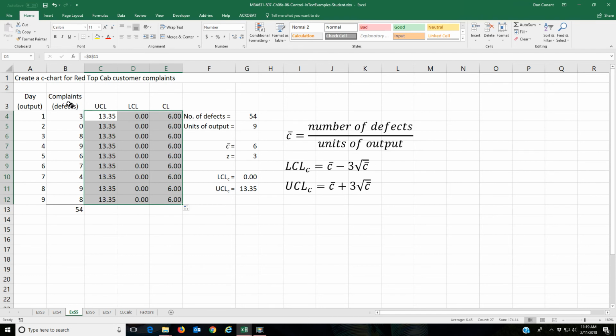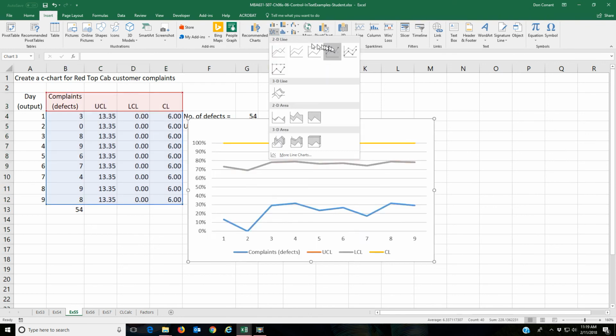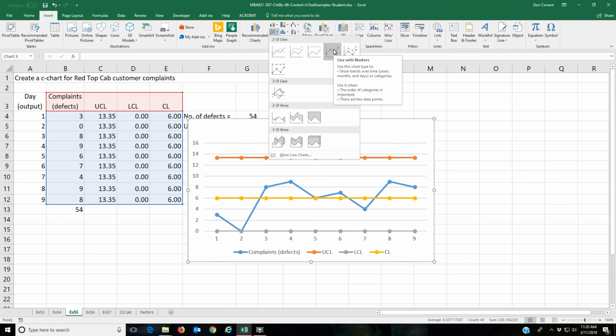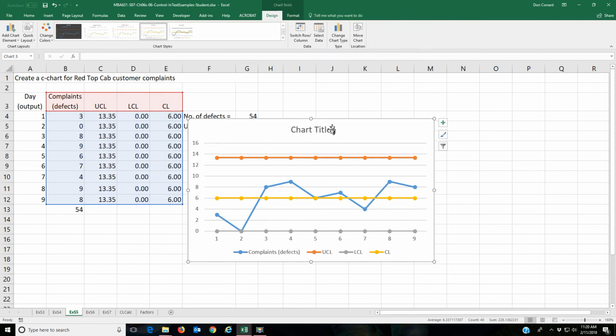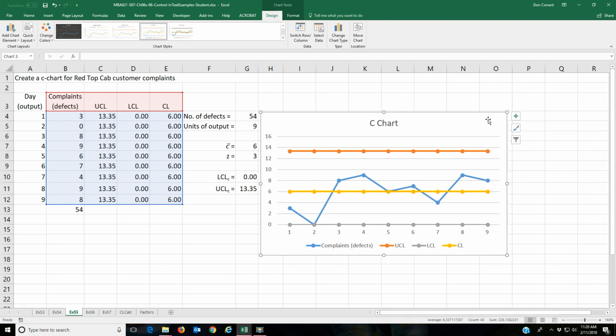All right. And because all of my values for my chart are next to each other, I can get away with highlighting the whole thing here, selecting insert. So I've highlighted my complaints, upper control, lower control, and control limit. I will select my line with markers, say OK, put in C chart to be clear. And there you have it, the C control chart.